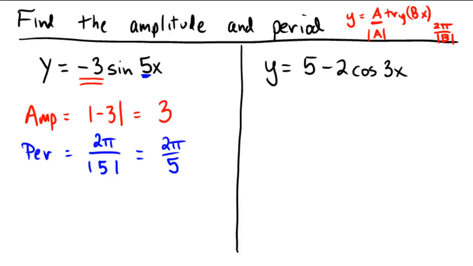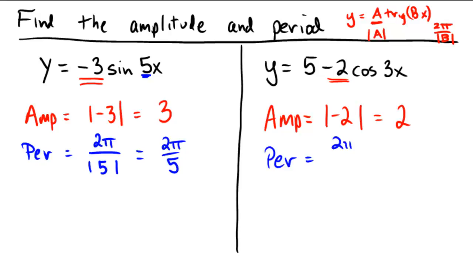Okay, try it again. One more example on the right here. So amplitude is the absolute value of the number that's in front of the trig function. In this case, it's the absolute value of the -2. Absolute value of -2 is +2. The period is going to be 2 pi divided by the absolute value of the number that is the coefficient to the x. So in here, it's going to be divided by 3. So the period will be 2 pi over 3.